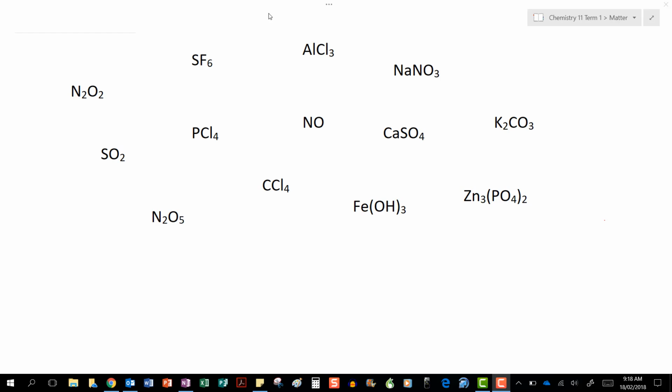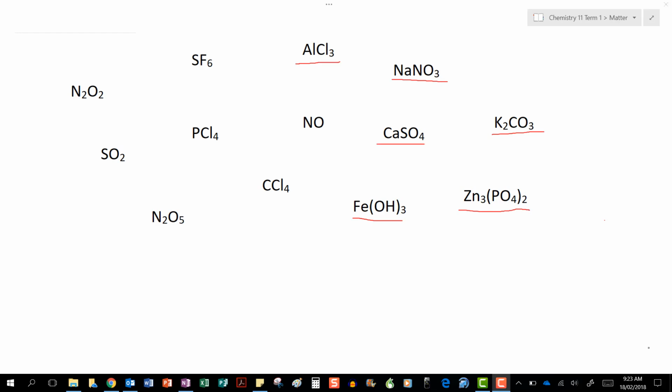So let's underline the ionic compounds on the screen right now. Contains aluminium, contains sodium, calcium, iron, potassium, and zinc. So these are our ionic compounds on the screen. All of the other compounds are covalent because they don't have any metals in them.